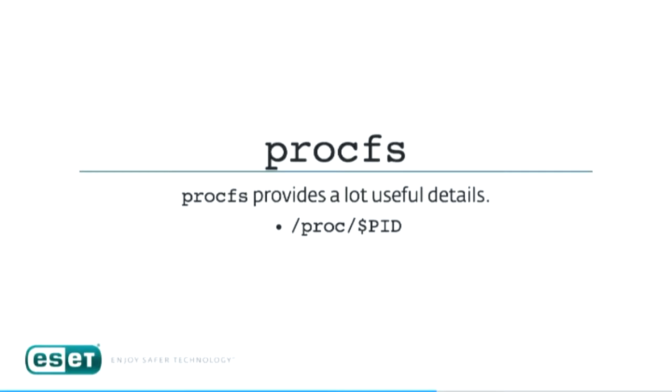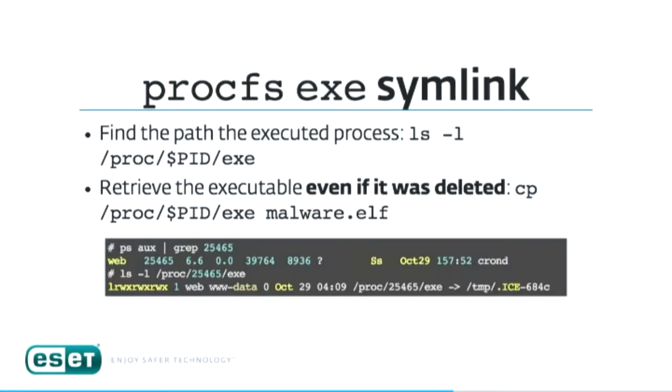Another thing that's very useful for analyzing live processes is procfs. There are a lot of little things in there that can help you sort out what the process is doing. You can find the main executable that was launched using the exe magical symlink. So /proc, the process ID, and then exe. If you just ls -l, you will have the path of the binary that's being executed.